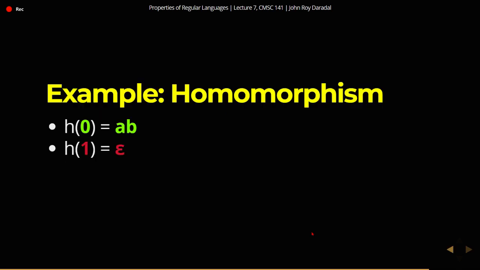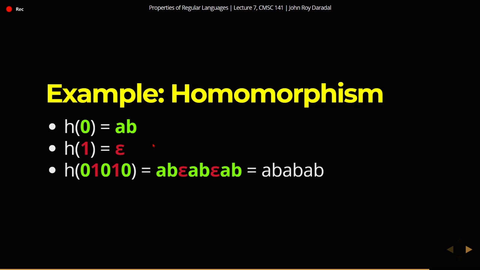Okay? So let's say, for example, our homomorphism for 0 and 1 is, h of 0 is AB and h of 1 is epsilon. That means that if we see an input symbol 0, we'll replace it with the string AB, and if we see 1, we'll replace it with epsilon. So for this input string, 0, 1, 0, 1, 0, all of the zeros would be replaced by ABs here, and all of the ones would be replaced by epsilon.